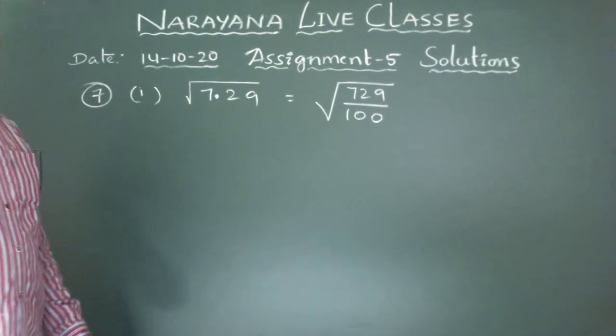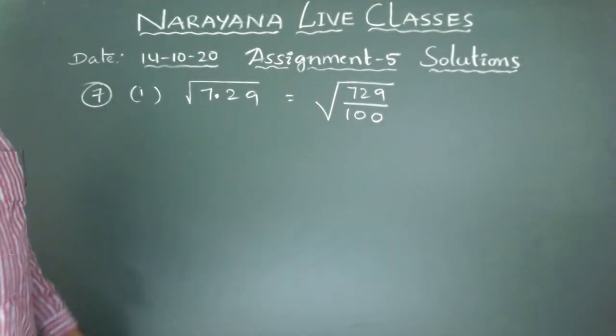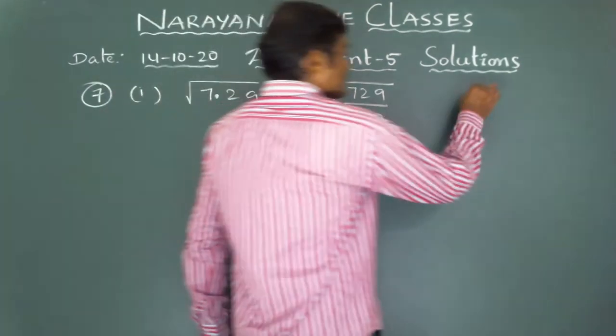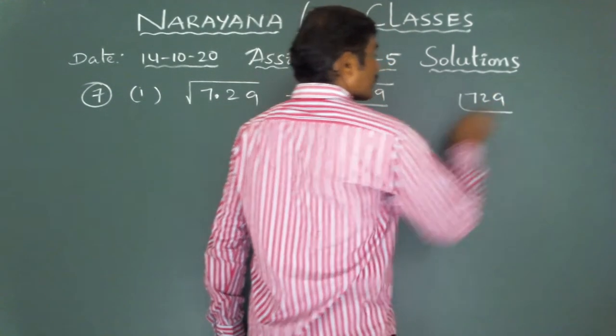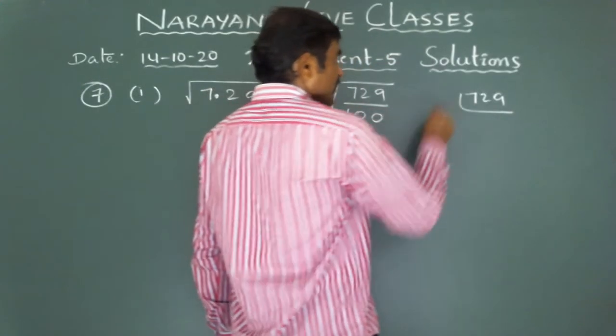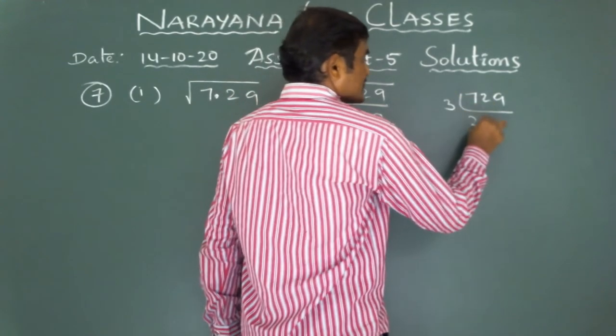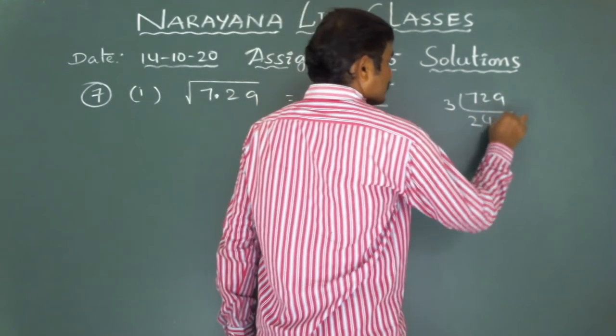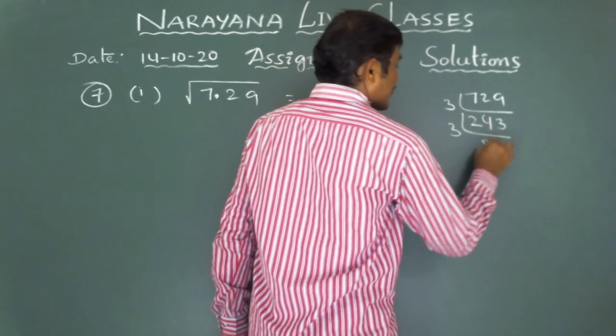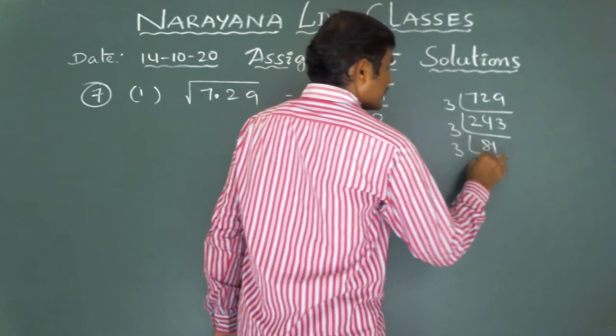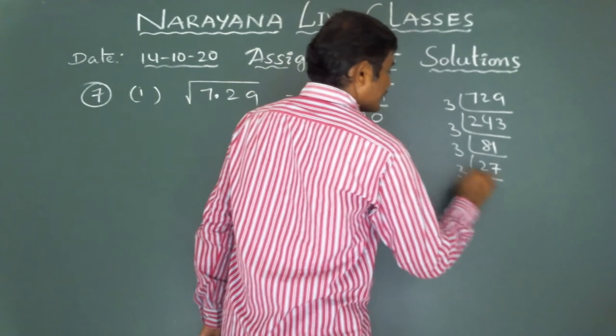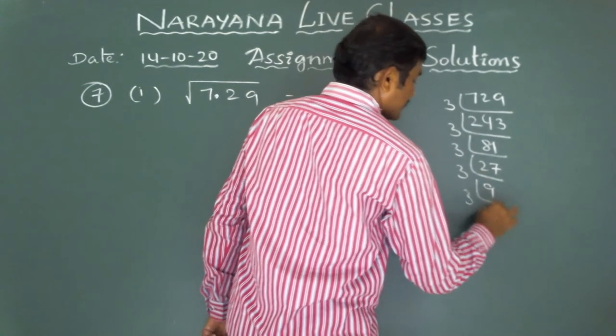Okay. So 729, let us do the prime factorization. 729, divide with 3. 3 2s are 6, 3 4s are 12, 3 3s. Again with 3, 3 81s. Again with 3, 3 27s. Again with 3, 3 9s. Again with 3, 3 3s.